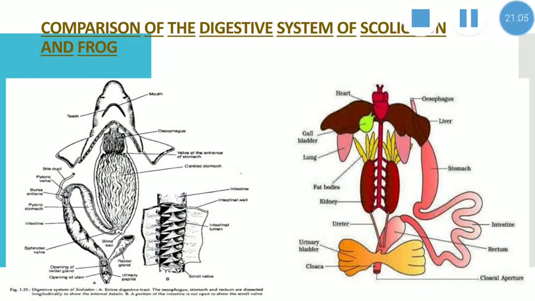So this is about the comparison of the alimentary canal and digestive glands of the Scoliodon and frog digestive systems.